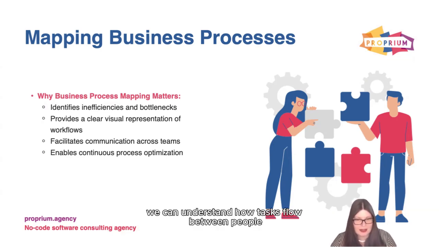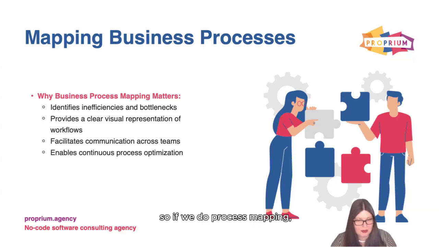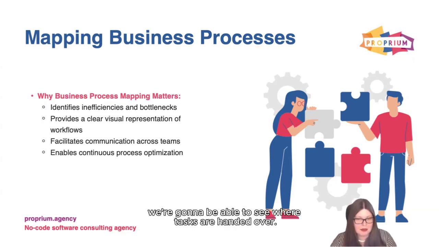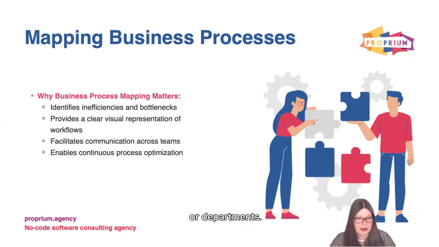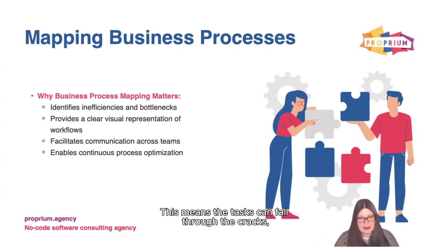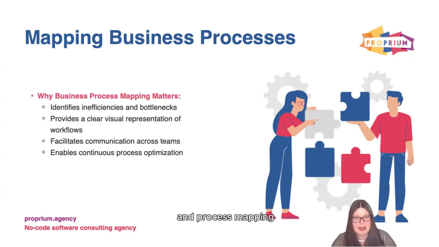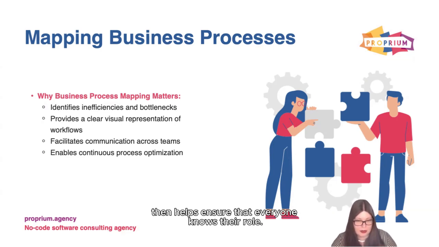The second thing is we can understand how tasks flow between people. So if we do process mapping, we're going to be able to see where tasks are handed over. Because in any team or organization, unless you're working as one person in the team, tasks are rarely handled by one person from start to finish. They often flow between multiple individuals or departments. So if responsibilities aren't clearly defined, you don't know where the first person's task ends and where your task begins. This means that tasks can fall through the cracks, causing confusion and delays, and process mapping then helps to ensure that everyone knows their role.